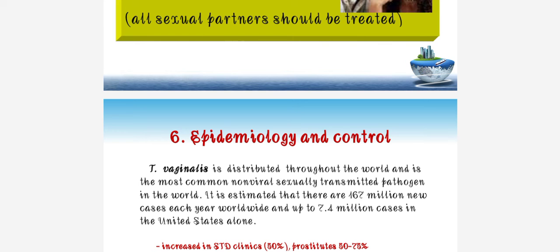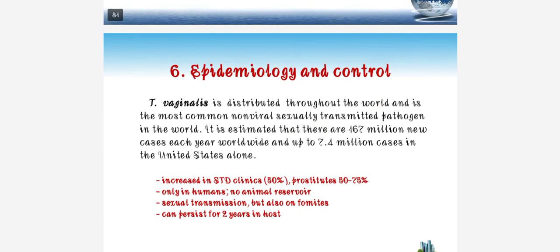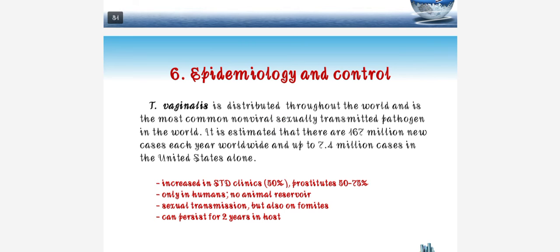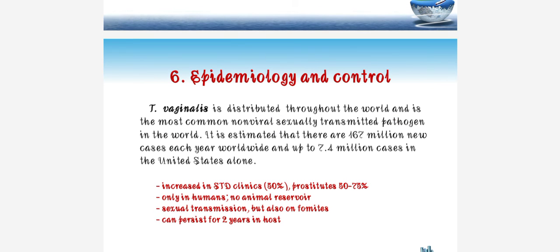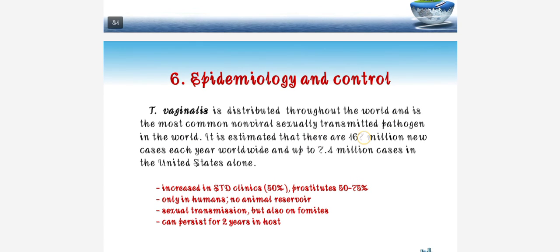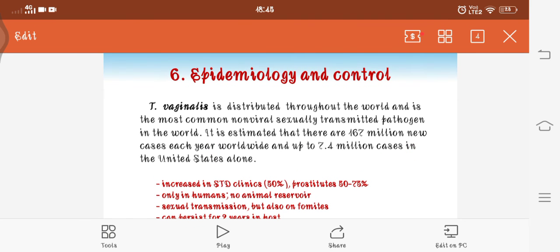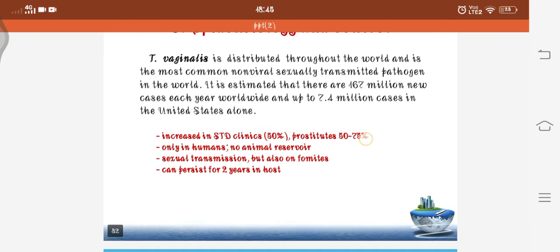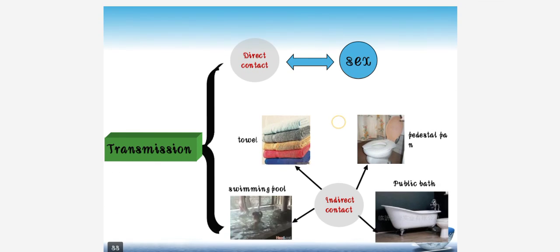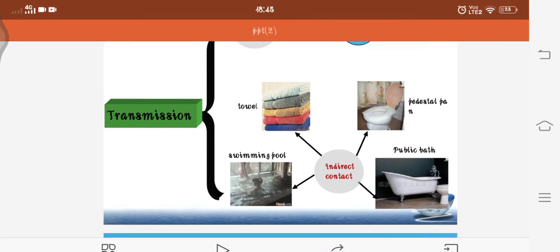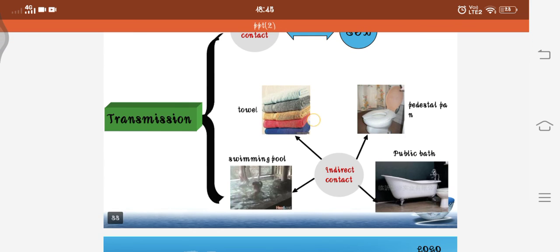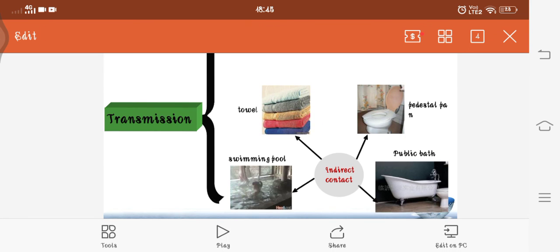And next, coming to epidemiology and control. T. vaginalis is distributed throughout the world and is the most common non-viral sexually transmitted pathogen in the world. It is estimated that there are 167 million new cases each year worldwide and 7.4 million cases in the United States alone. Here you can see some of the other points. The transmission may be direct or indirect. We already said direct by and indirect by all these things, so here you can see it in this diagram.